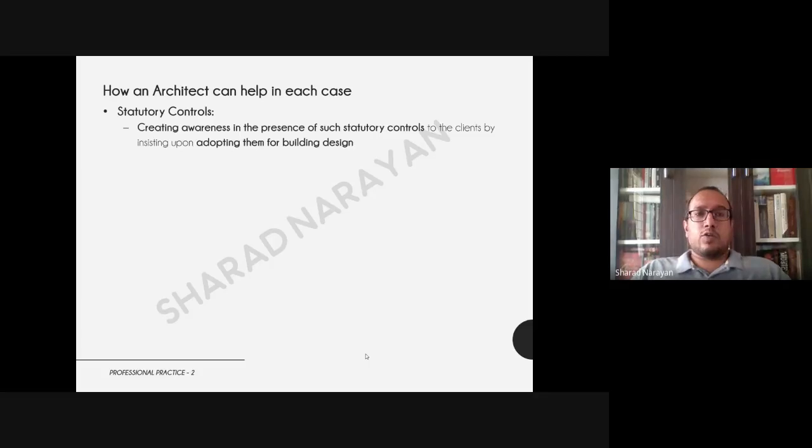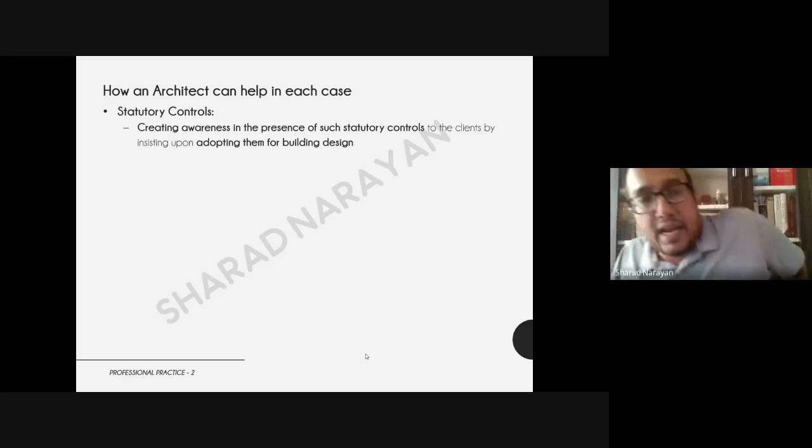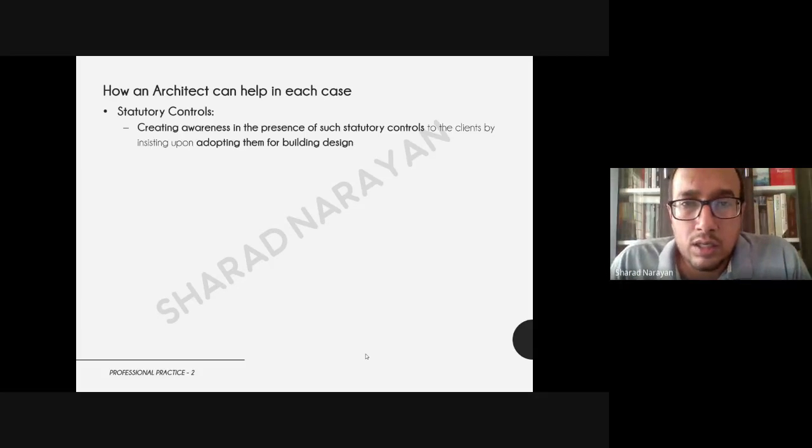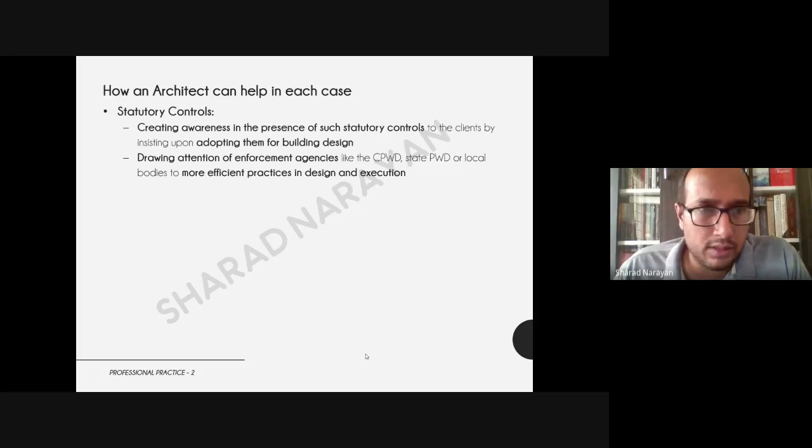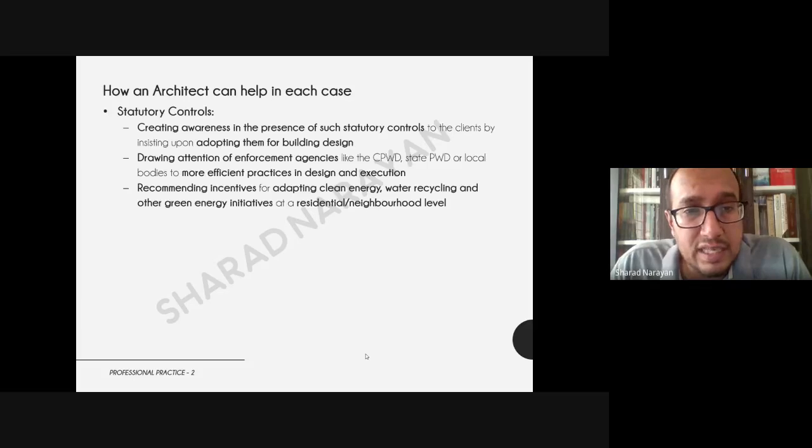In terms of statutory controls, the architect creates awareness of the presence of such statutory controls to the clients by insisting upon adopting them for building design. Drawing attention of enforcement agencies like the CPWD, state PWD, or local bodies to more efficient practices in design and execution. So, recommending incentives for adopting clean energy, water recycling, and other green energy initiatives at a residential neighborhood level.